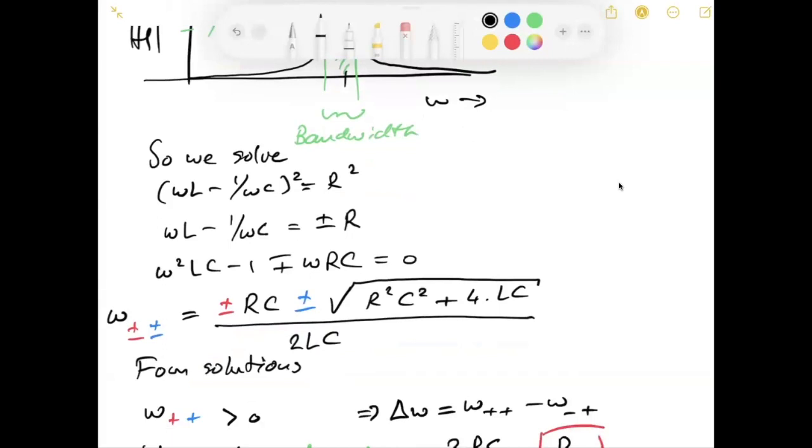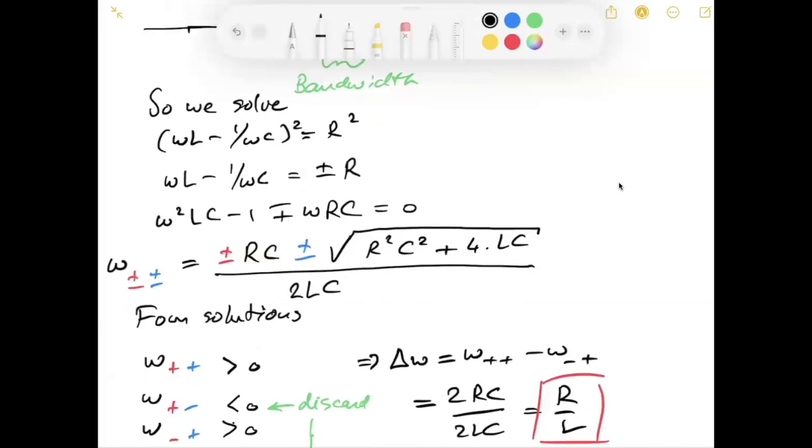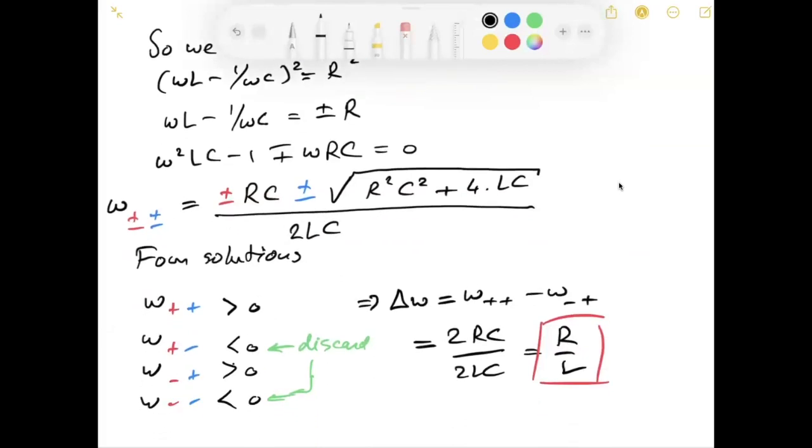I have a plus minus in red and a plus minus in blue. The term under the square root is bigger than RC, because it's the square root of R squared C squared plus something. You could factor the RC out, and then you'd have a square root of 1 plus something, and that something is bigger than 0, at least let's hope it is. So the term in the square root is bigger than RC. When we look at these four solutions, when the red and the blue signs are both positive, that frequency is positive, so we're good. When they're both negative, it's obviously negative.